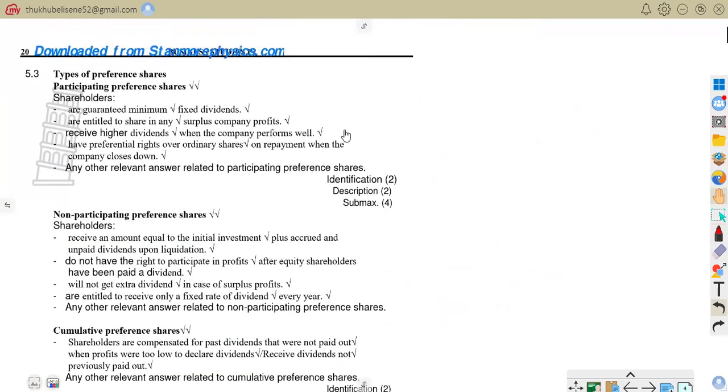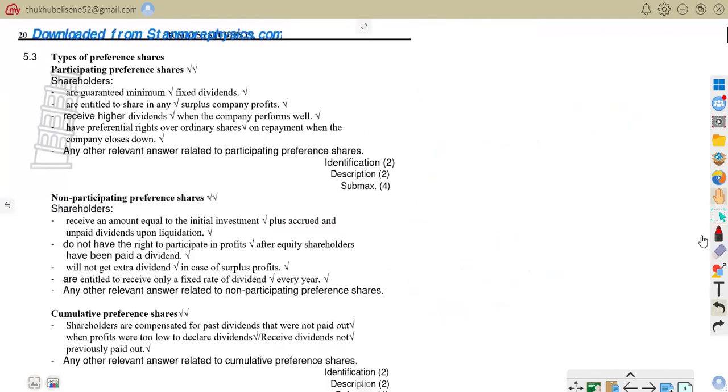So here we are, where we are to talk about the types of preference shares. Here are the answers. So we have what? Participative preference share. When you talk of participative preference share, this is where you allow shareholders to share extra profits after the fixed dividend. So that is what it means.